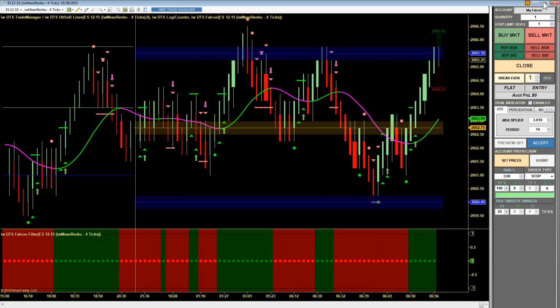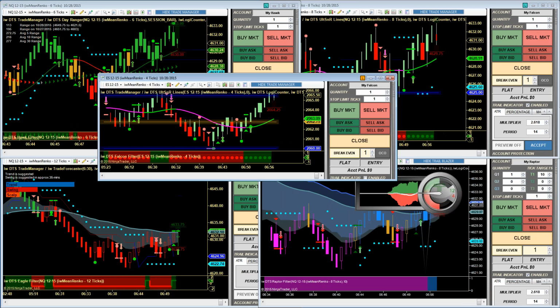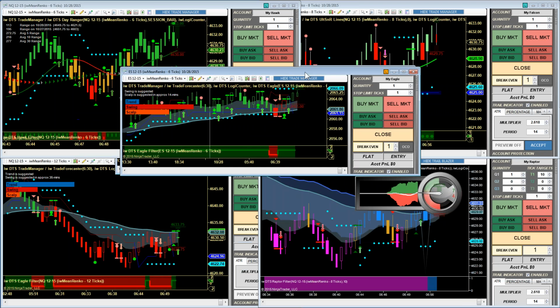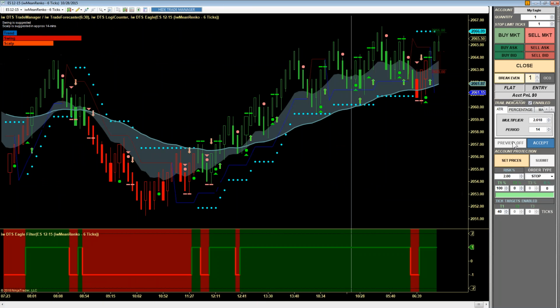Okay, so no real clean signal on the E-mini, and let's take a look at the Eagle. It's also going to be a bit of a chop fest, I think. Actually producing a hard edge, a red bar buy off of the hard edge, so the E-mini looking more bullish than bearish, at least according to the Eagle.